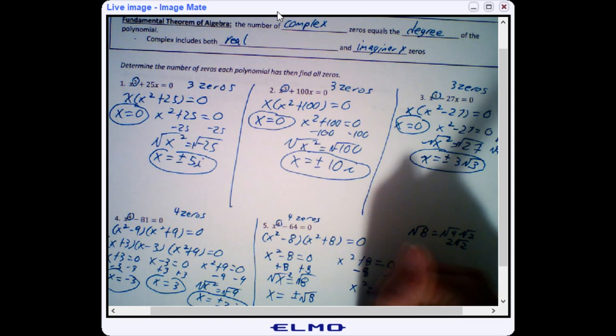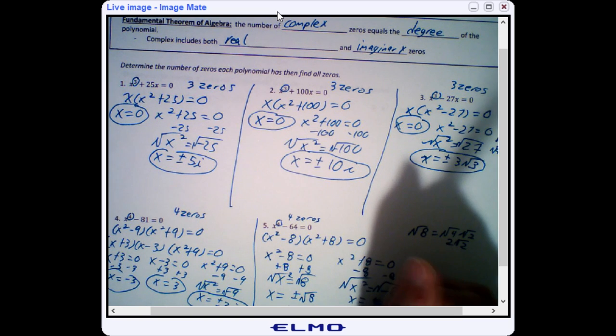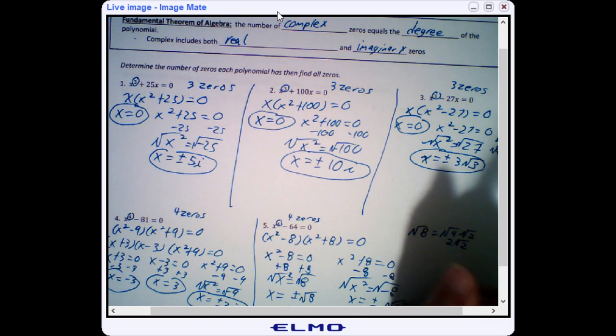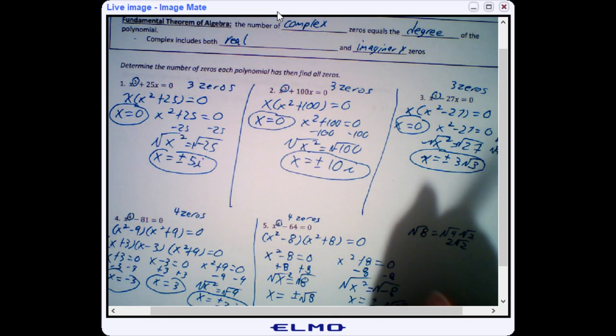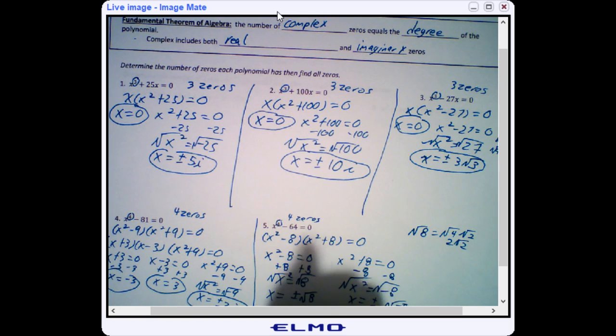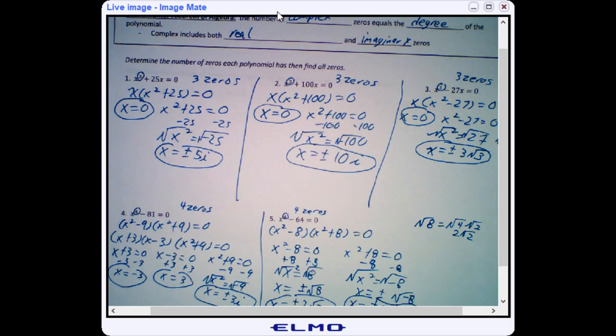X squared equals negative 8. So x is going to be plus or minus the square root of negative 8. I know the square root of 8 is 2 square roots of 2, and the negative means there's going to be an i. So plus or minus 2i square roots of 2. So I have 2, 3, 4. I have them all. 2 real irrational and 2 imaginary. My goodness, you can't see the bottoms.